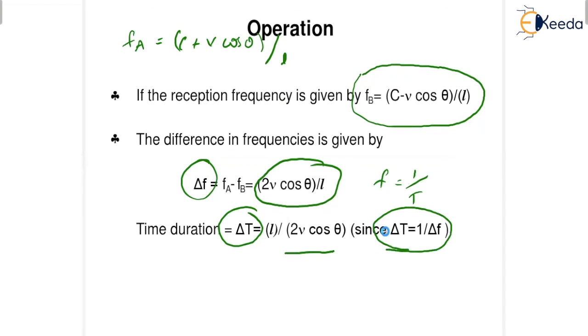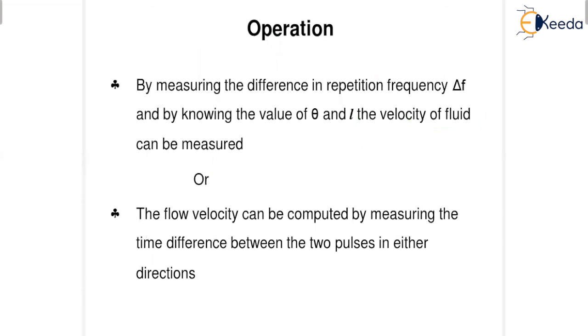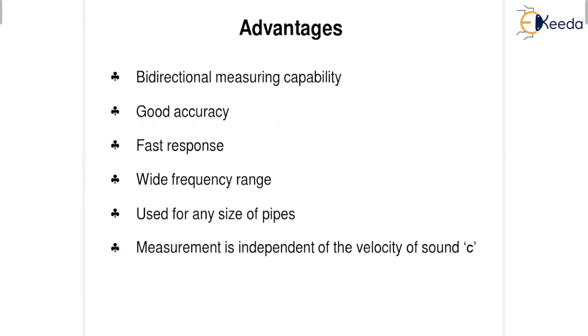So by measuring the difference in the repetition frequency and knowing the value of theta and L, you can measure the velocity of the liquid, my dear students. Or the flow velocity is also measured by the time difference between the two pulses in either direction.